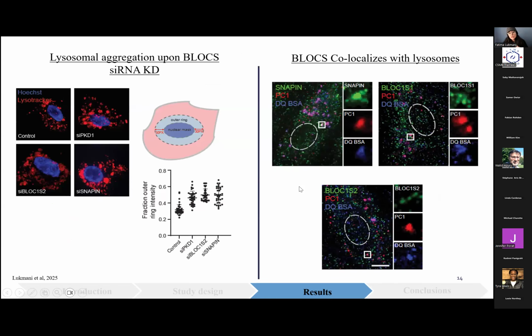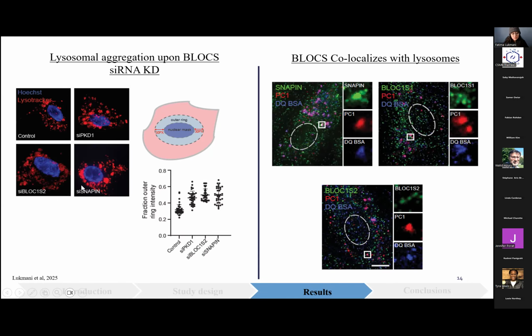And so then we wanted to see, because BLOC complexes are involved in lysosomal biogenesis as well. It is known that in the PKD field, the knockdown or a mutated version of PKD1 results in the aggregation of lysosomes, because there is some sort of correlation with that. And there is a strong correlation with aggregation of the lysosomes observed in PKD1. So we wanted to see if the knockdown of BLOC complex is able to mimic the effects of PKD1 or not.